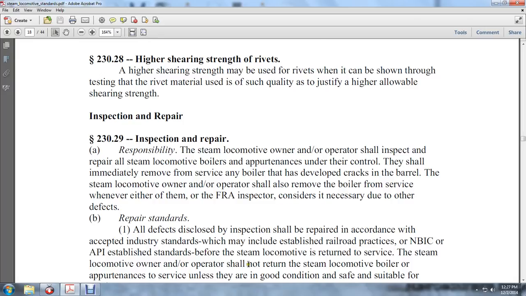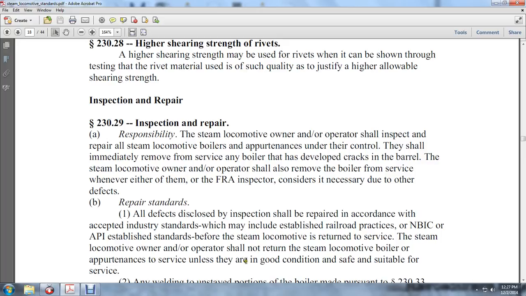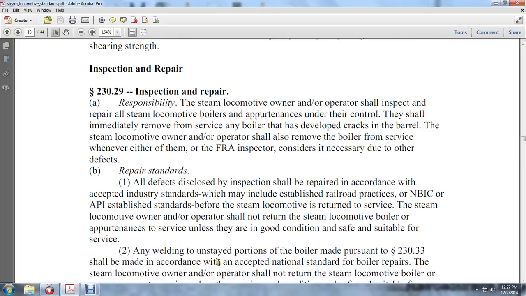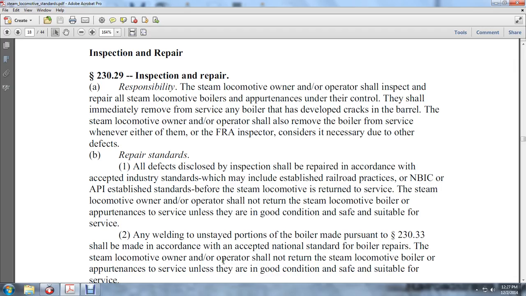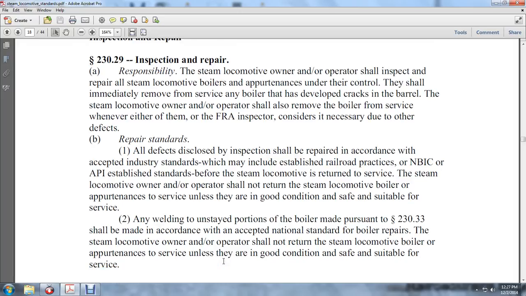The steam locomotive owner or operator shall not return the steam locomotive boiler and appurtenances to service unless they are in good condition, safe, and suitable for the service. Any welding on an unstayed portion of the boiler made pursuant to 230-33 shall be made in accordance with accepted national standards of boiler repairs.